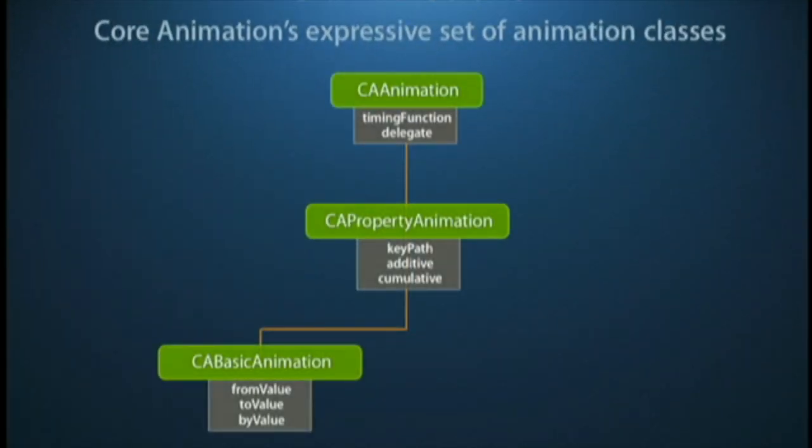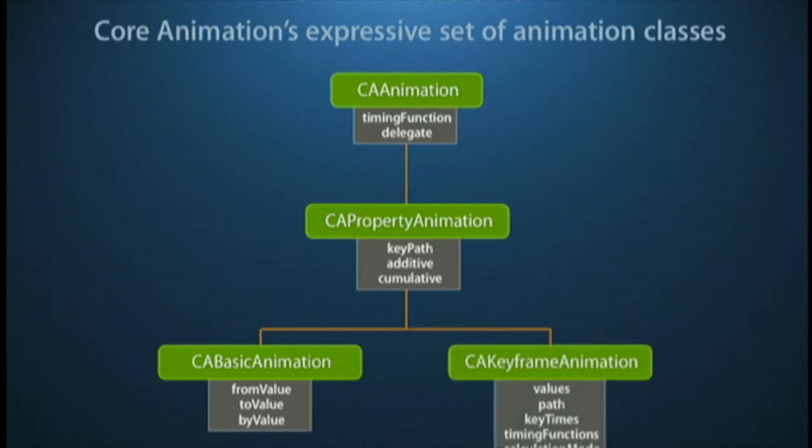On the animation side, a basic animation is one that goes from one value to another value by some increment. So this is from point A to point B. The next kind is a keyframe animation, which is in essence point A to B to C to D and so on. It has a list of values instead of just two, and perhaps a particular path that it would follow between each of them, and various ways to change the timing along the way.